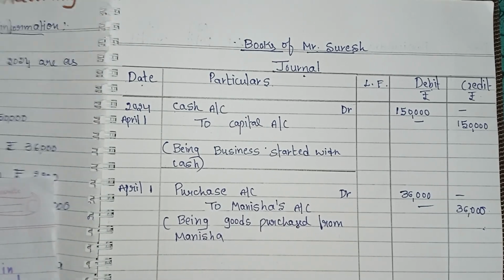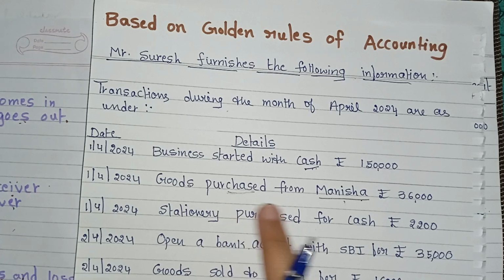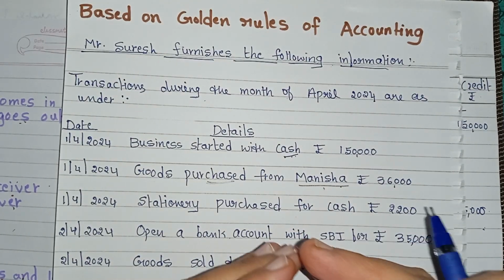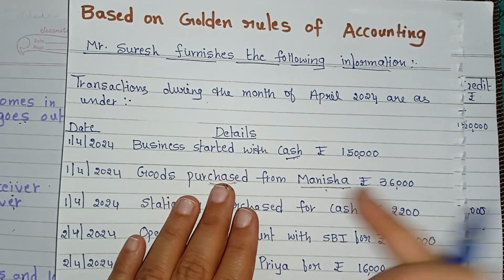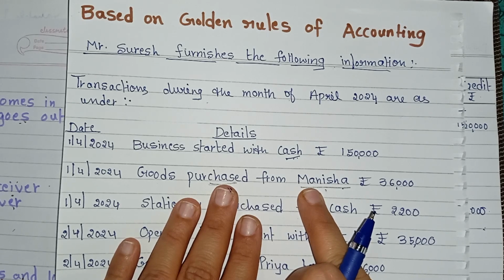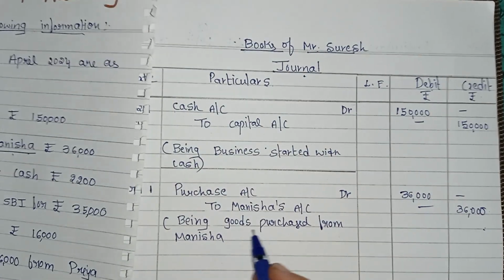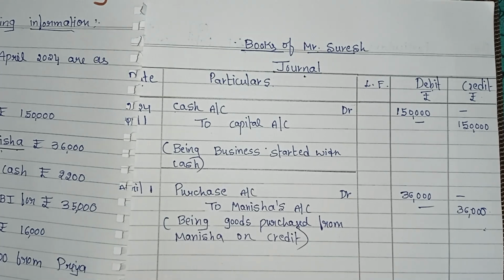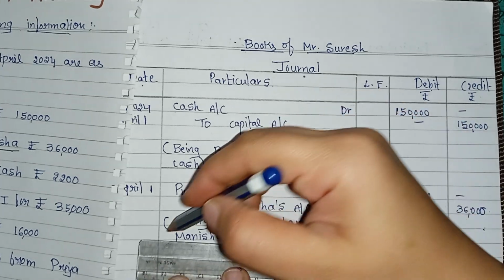See, in this transaction, goods purchased from Manisha rupees 36,000. Here they have not mentioned whether they have purchased the goods for cash or on credit. Here in this transaction we will assume goods purchased from Manisha on credit. So, being goods purchased from Manisha on credit. Okay, next step is we need to underline only the particulars column.